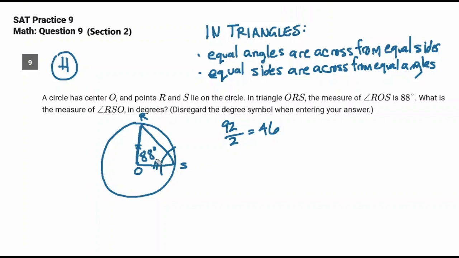They're the same. What are equal angles across from? They're across from equal sides. So that means that this angle and this angle, which are across from two equal sides, are equal. There's 92 degrees in these two angles. You divide it by 2, and you get 46. And that's the answer. You can get this right very quickly and move on.